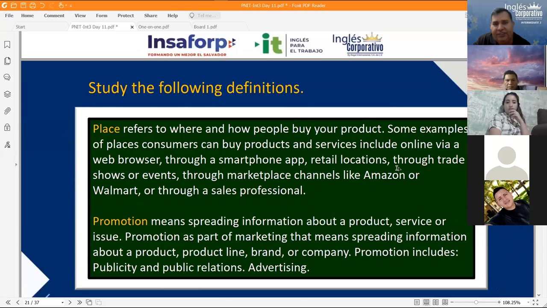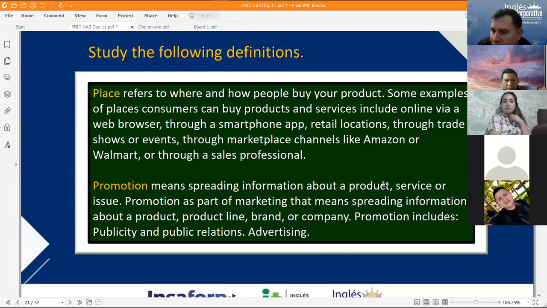Let's see, let's read these definitions. We're going to get to place and promotion. One volunteer to read place. Who would like to read place? Me. Me. Okay, I heard two me's. Let us do one thing. One of the two is going to read place. The other one is going to read promotion. Okay, thank you. Begin with place.